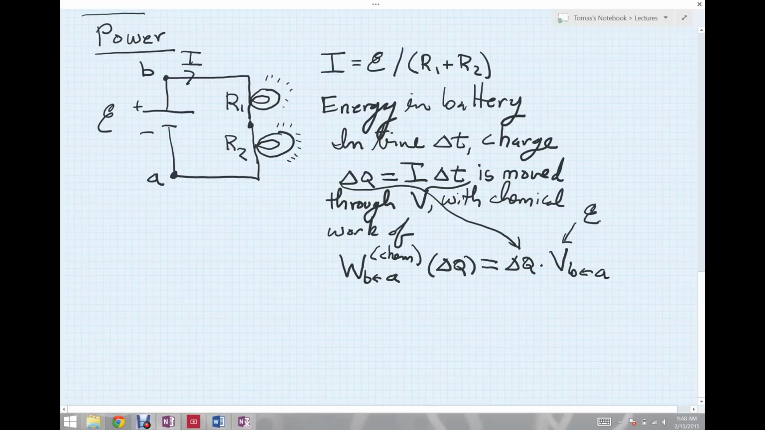So putting this all together then, the total work that is done by this battery in time interval delta t, substituting everything in, then is the EMF of the battery, E, times delta Q, and delta Q is I times delta t.